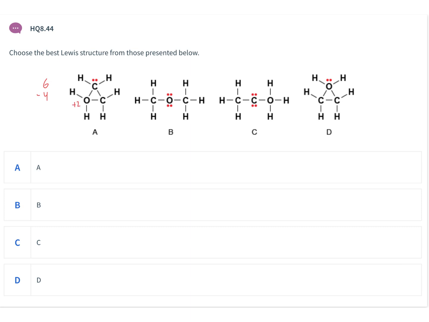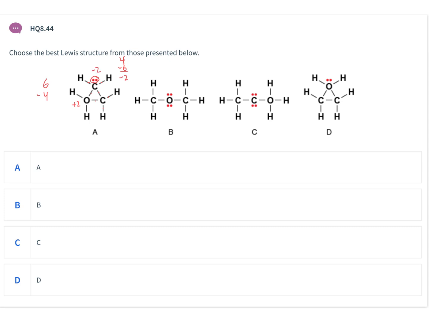Take a look at carbon. Carbon is group 4, and I have 1, 2, 3, 4 electrons assigned to it. So that carbon is neutral. Take a look at the other carbon. The other carbon is also group 4, and I have 1, 2, 3, 4, 5, 6 electrons assigned to that carbon. So 6 electrons assigned, right, gives me a charge of -2.